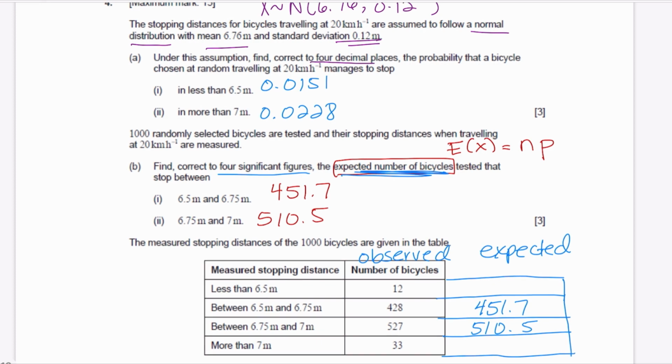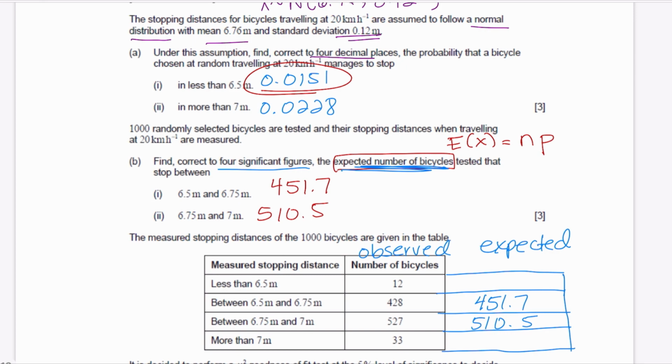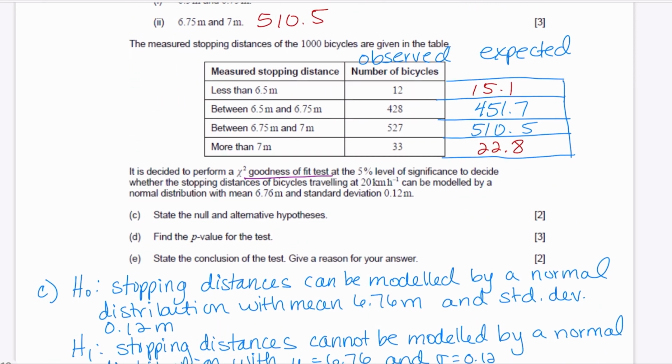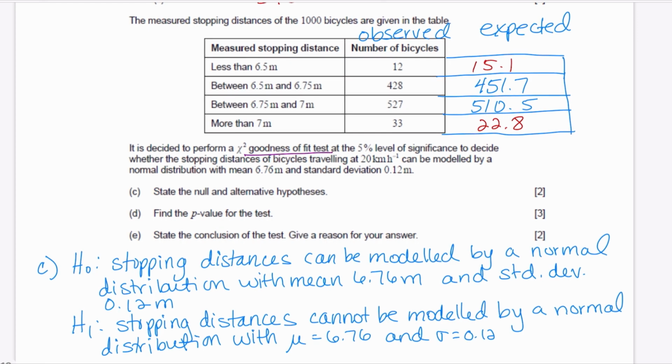Remember that we previously found the probability, but we never actually multiplied that by 1,000. So if you multiply it by 1,000, you're going to get 15.1. And if you multiply this by 1,000, you're going to get 22.8. And so that is what's going to go into our calculator for expected. So now we have list 1, which is the observed, and list 2, which is the expected. And we're going to go to the calculator to run the test.